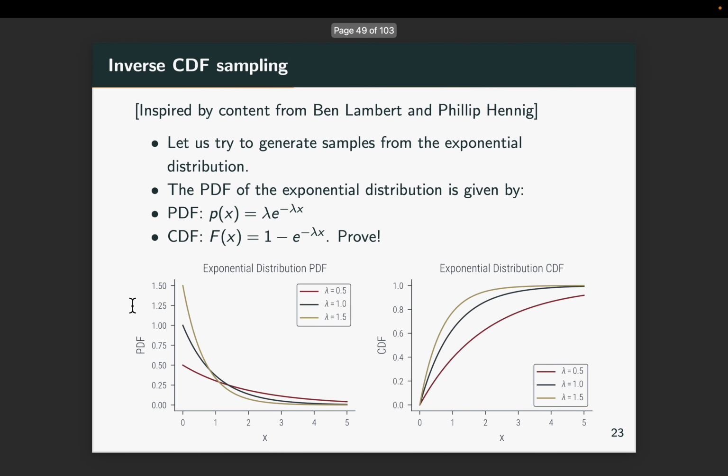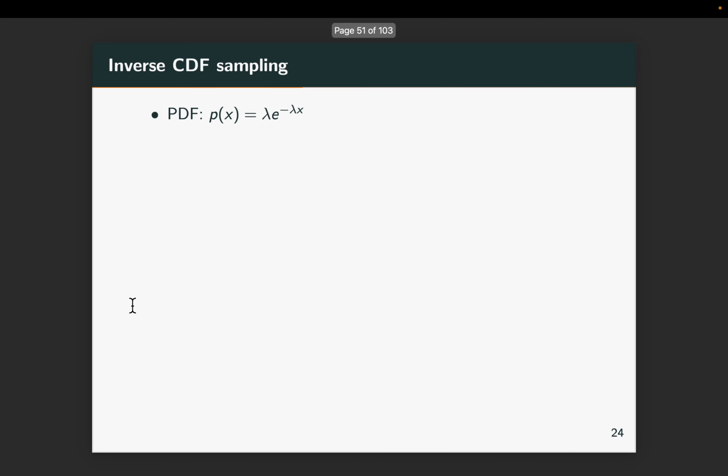What is the range of the CDF? It varies from what to what? 0 to 1, right? We already know how to sample from the uniform distribution between 0 and 1. And this is the link we are now trying to establish. We know how to sample from uniform 0 to 1. We know that the CDF of any distribution is 0 to 1. Right? So that's what we'll do now.